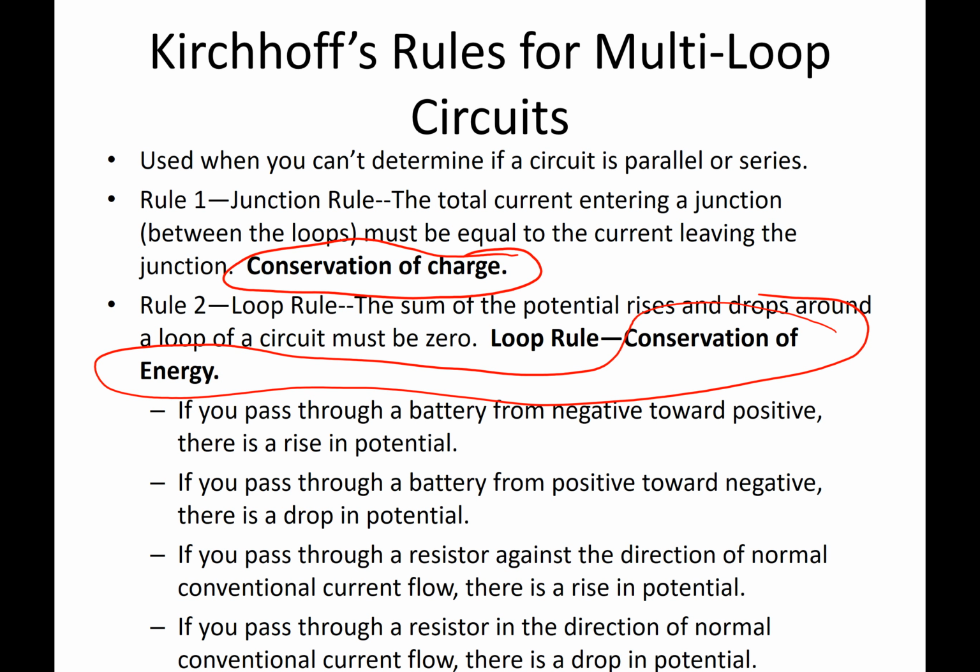So there's some rules for applying Kirchhoff's rules. If you're passing through a circuit and you pass through a battery from the negative terminal to the positive terminal, the potential rises. If, on the other hand, you pass through a battery from the positive terminal toward the negative terminal, the potential drops. If you pass through a resistor against the direction of the normal conventional current flow, the potential rises. And if you pass through a resistor in the direction of normal conventional current flow, the potential drops. So let's look at some examples of how this might be applied.